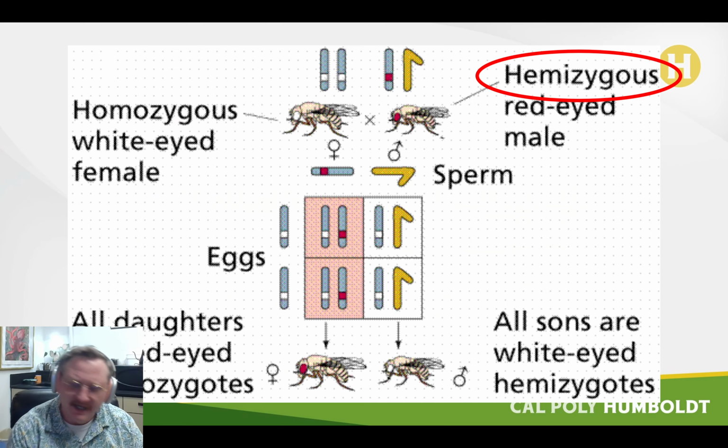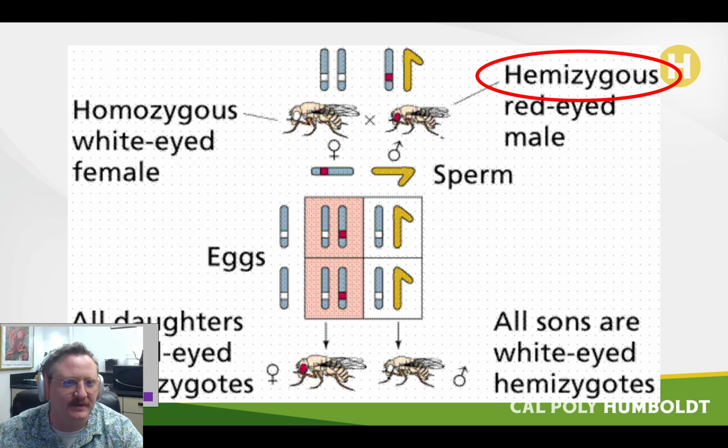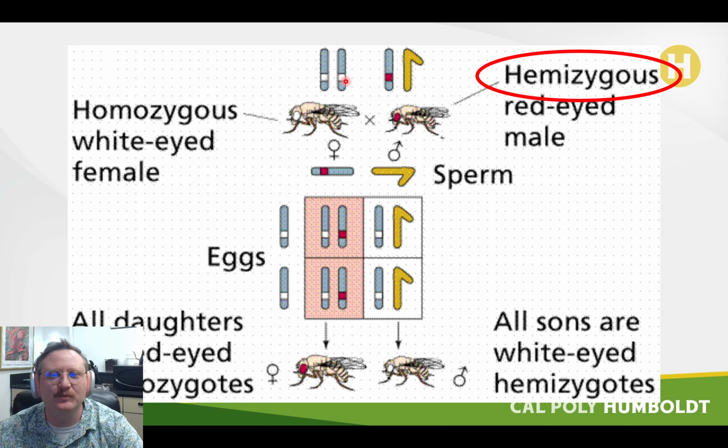So check this out. You've got a homozygous white-eyed female right here. Let me switch over to a laser pointer. Homozygous white-eyed female here. Okay? Two copies of the gene, both of them for white eyes. Cross this one with a red-eyed male.